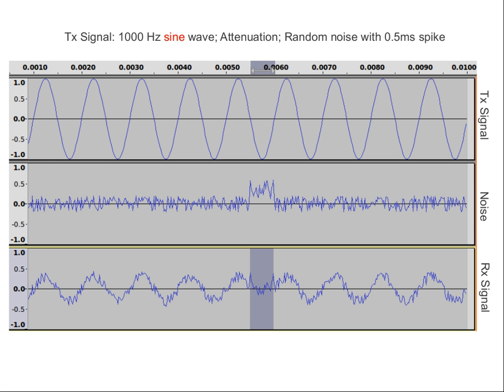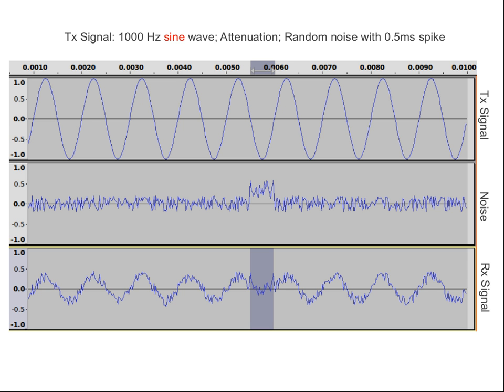The received signal in this case is the addition of the two, except I've introduced attenuation. That is, the received signal is no longer plus or minus 1. We transmitted plus or minus 1, but it gets weaker over distance, so the received signal is between about 0.5 and minus 0.5. But you still see the shape, except it varies due to the noise.